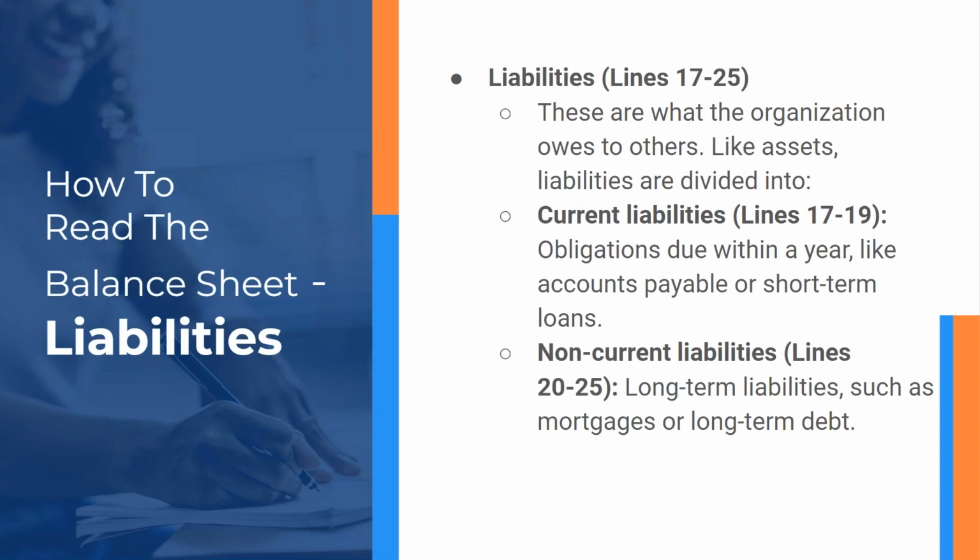Now we'll talk about liabilities. On lines 17 through 25, you'll report liabilities of what the organization owes to others. Like the assets, the liabilities are divided into two categories. You have your current liabilities reported on lines 17 through 19, which are obligations due within a year, like accounts payable or short-term loans, and non-current liabilities reported on lines 20 through 25, which are long-term liabilities such as mortgages or long-term debt.